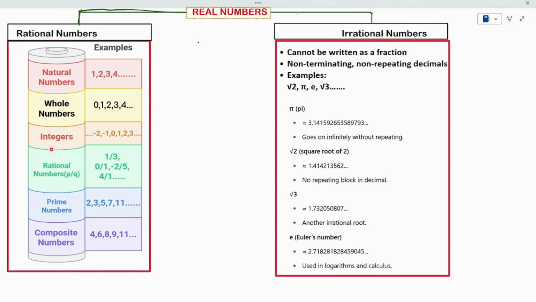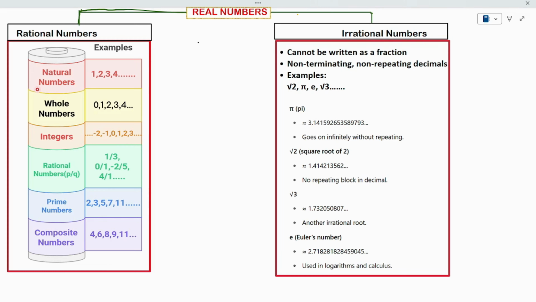Then come to what is an integer. Simply, an integer is a group of numbers which includes negative numbers, 0 as well as positive numbers. See here, 0, 1, 2, 3, 4 and so on are whole numbers. 1, 2, 3, 4 and so on are natural numbers. In the integers, natural numbers are also included, whole numbers are also included, negative numbers, positive numbers and 0 are also included.